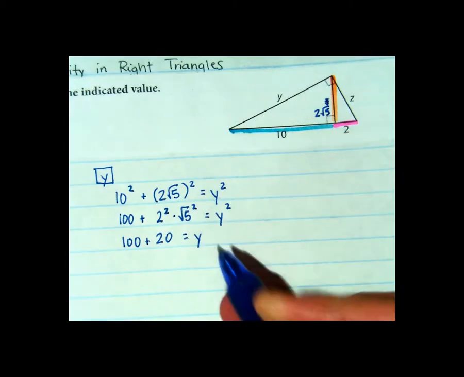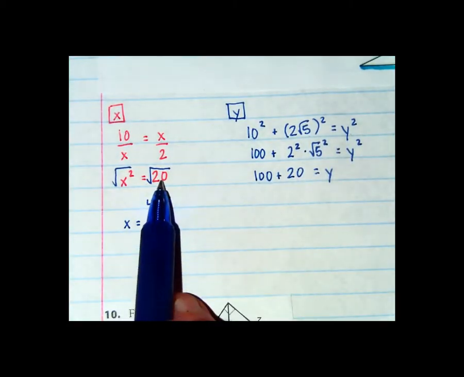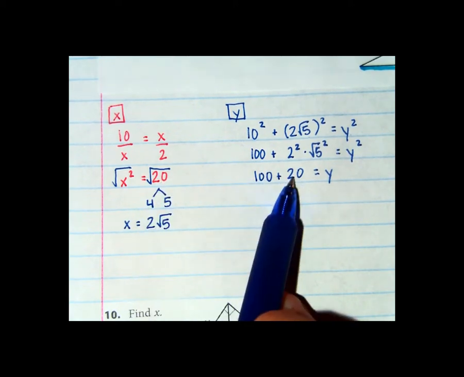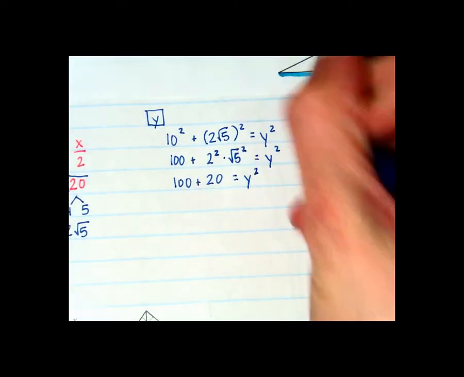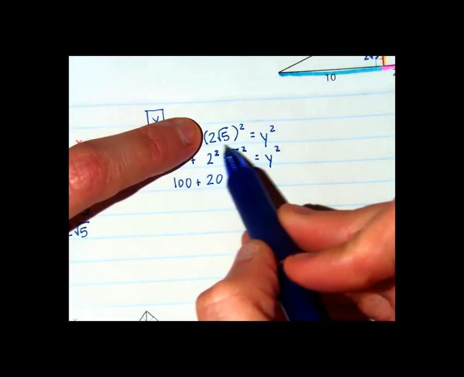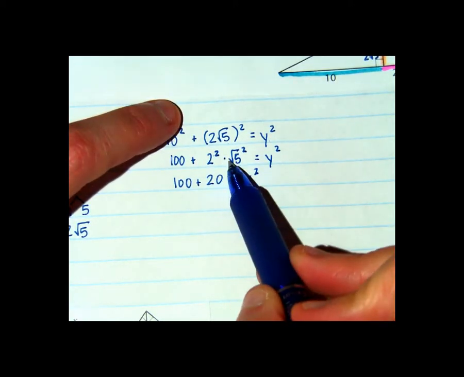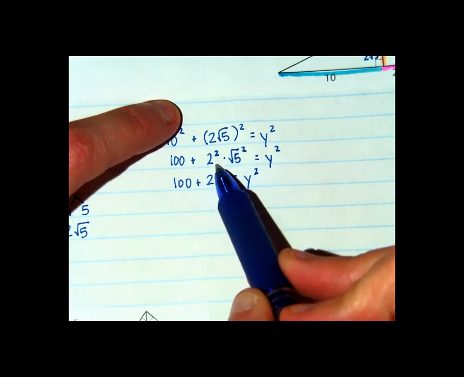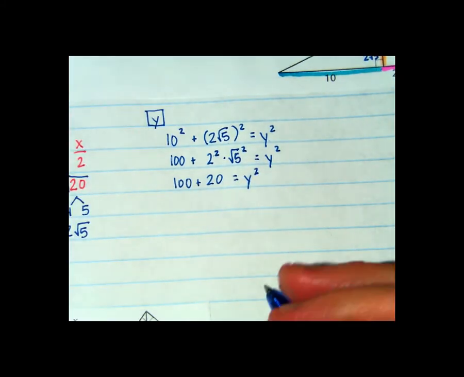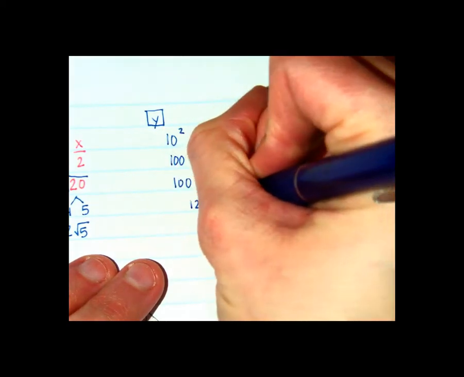You also, instead of doing this, it was the same as the square root of 20, and any square root squared is the number. I forgot my squared right here. Your calculator also understands this if you needed to type it in. But it's the same as 2 times 2, which is 4, times the square root of 5 squared is 5. So it's 4 times 5 is 20. Alright, so that is 120 equals y squared.